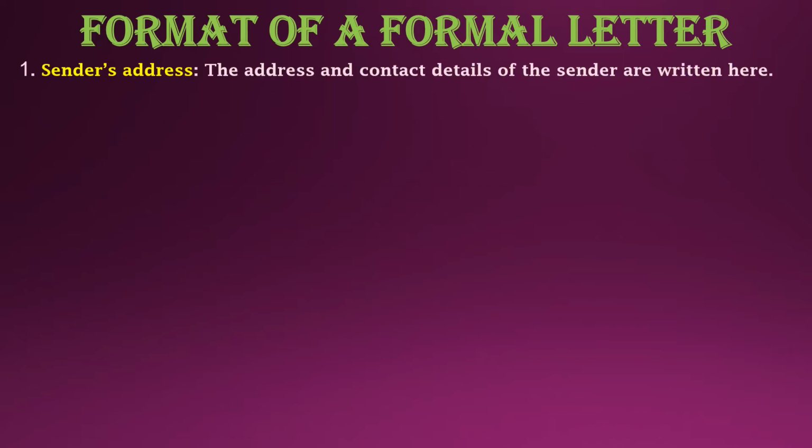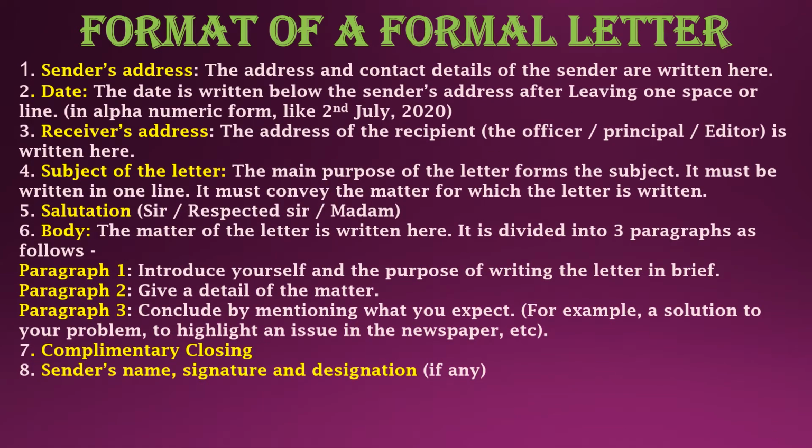First comes the sender's address. Okay, so first is the sender's address. The address and contact details of the sender are written here. Number two is the date. Date is written below the sender's address after leaving one space or line. We leave one line and after that we write the date. And the date should be in alphanumeric form. Like in notice writing, if you remember, I told you that we always write the date in alphanumeric form in our writing skills. Here the example is given, 2nd July 2020, means July is written in alphabets, right? And 2020 is in numerals, and 2, the date, is also in numerals.